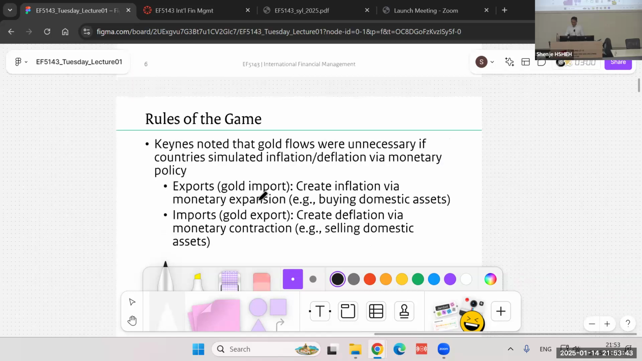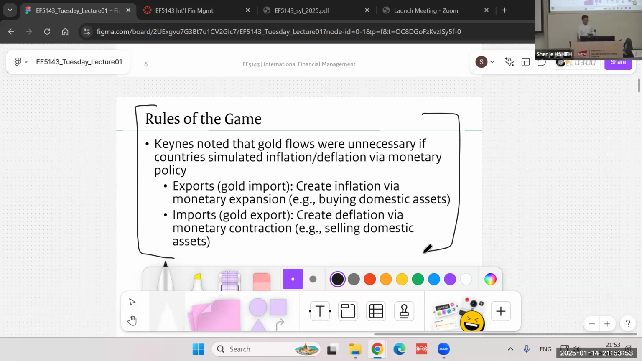All right. And then lastly, I talked a little bit about the rules of the game, which I don't think is very interesting. It just means that rather than rely on prices slowly changing as a result of movements of gold, we just simulate inflation and deflation through monetary expansion. So I gave you examples here. You can do this through buying domestic assets, for example. That's one way to expand the money supply. For deflation, you can sell domestic assets. So I'll talk more about this later, but that's the idea.